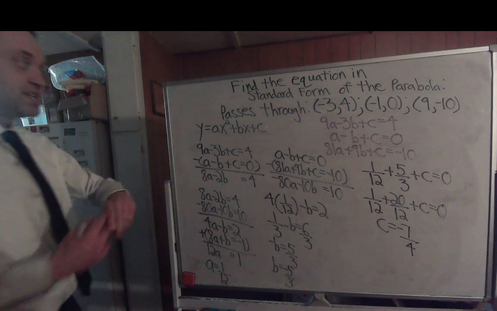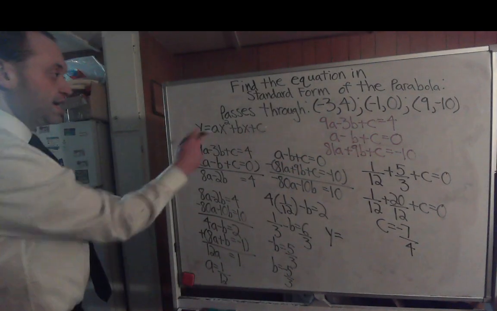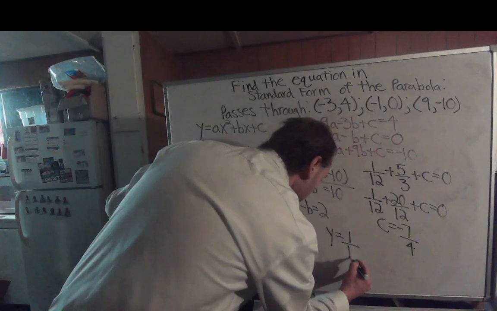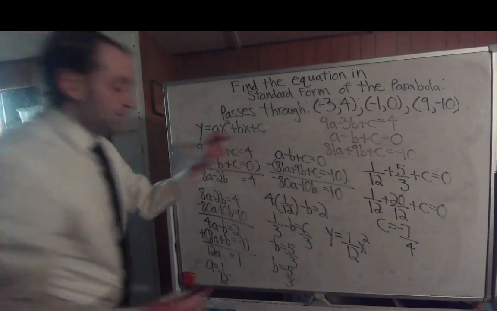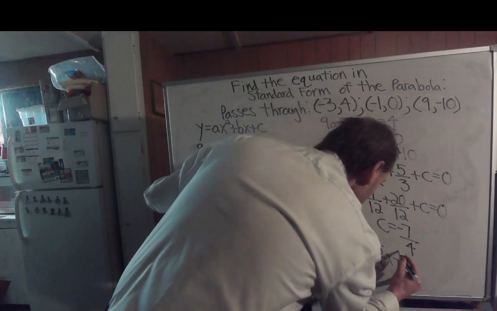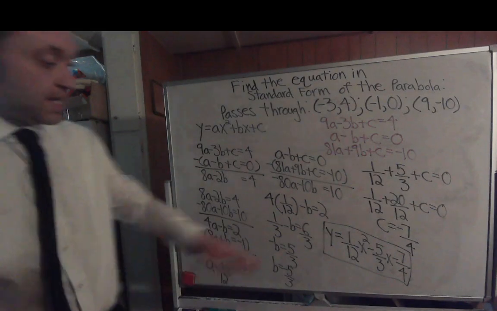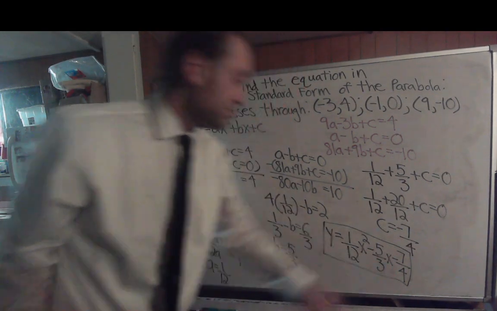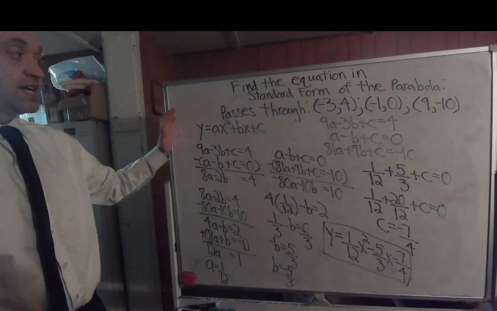Just put them all into the standard form for a quadratic equation. You'll get y equals that a of 1/12. So y equals 1/12 x squared minus 5/3 x minus 7/4. Yeah, that was a doozy, but we sure did do it. So y equals 1/12 x squared minus 5/3 x minus 7/4. That would be the answer for this equation in standard form.